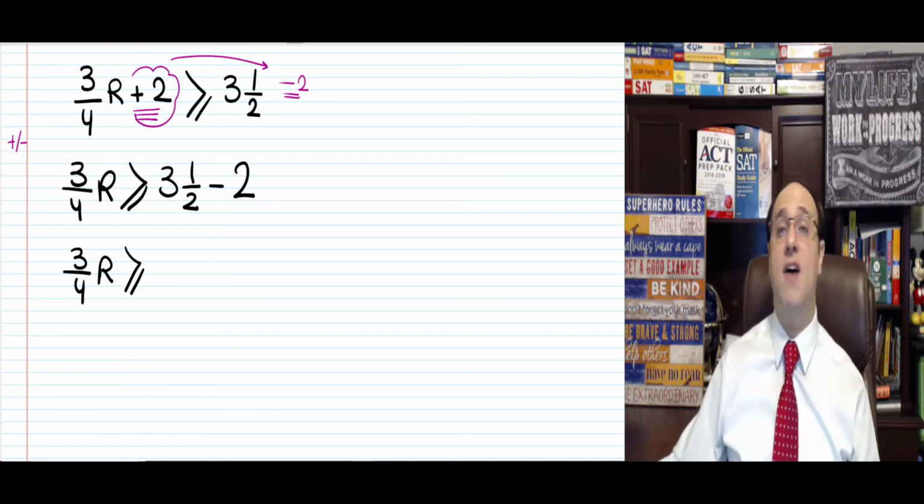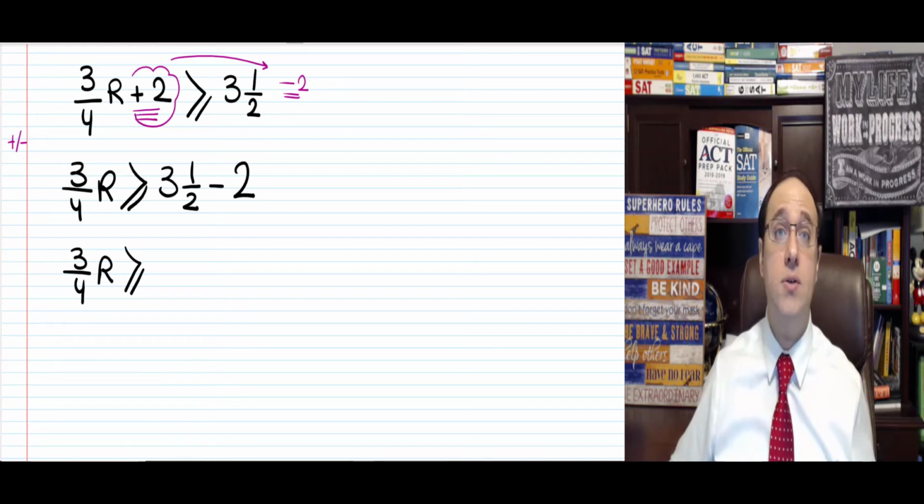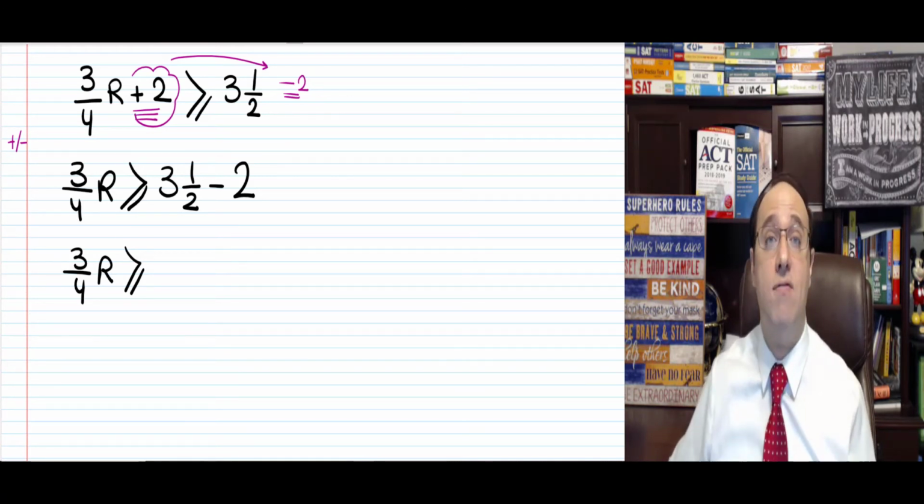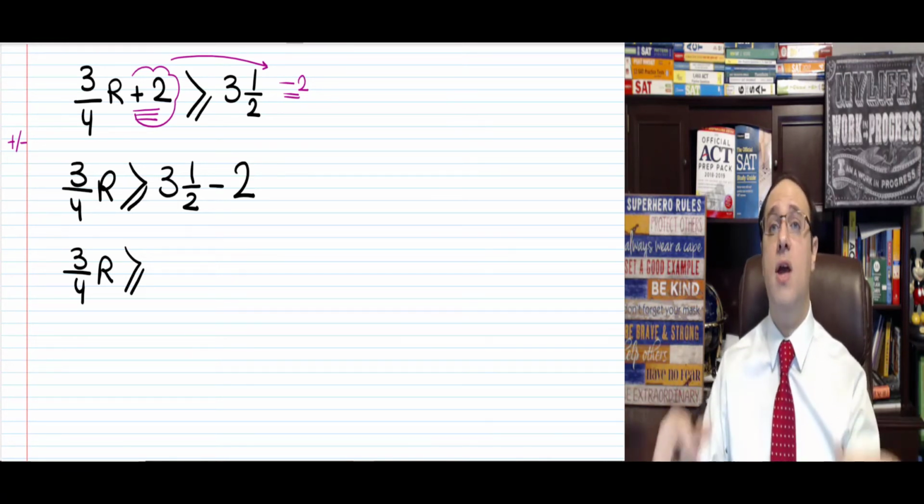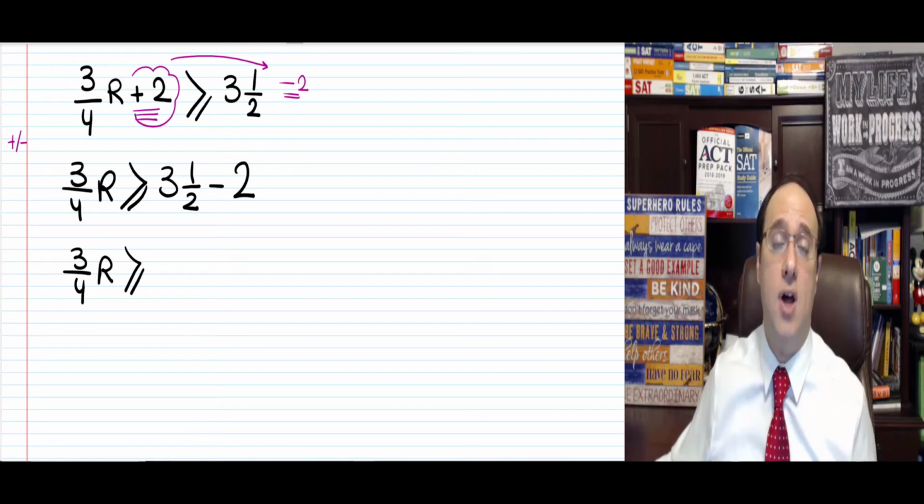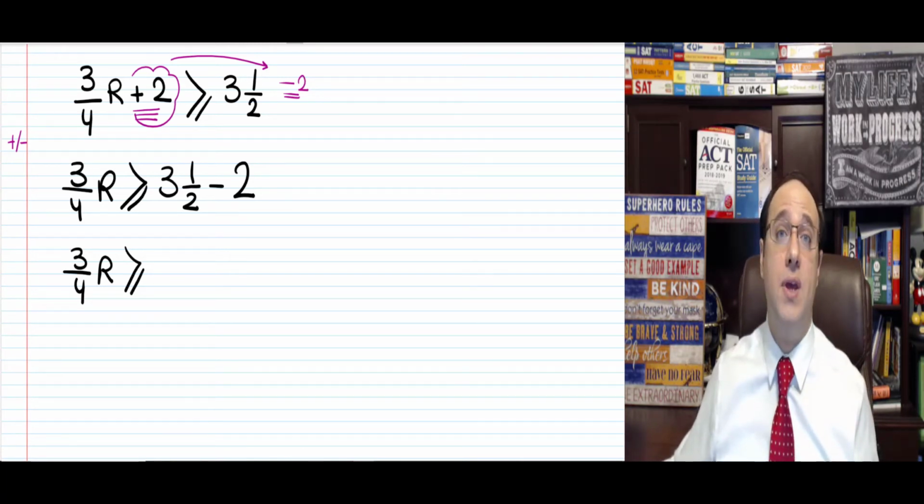How do I do 3.5 minus 2? There are many ways. One of the ways is to change 3.5 into an improper fraction first, and then change 2 into a fraction, and get a common denominator, and subtract them, and that just takes a lot of time. The other way is to simply think of it this way.